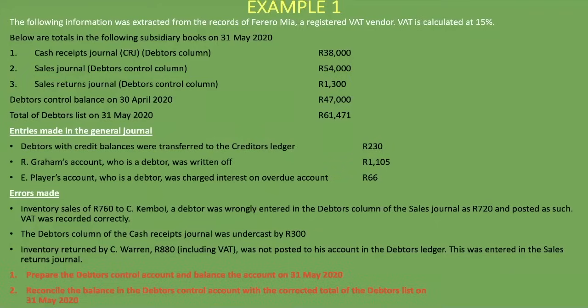So the first requirement is to prepare the debtors control account and balance the account on the 31st of May 2020. So we are given the following totals of the subsidiary books: the cash receipts journal, the sales journal and the sales returns journal. Now you need to know obviously what they stand for and what they are, and I hope you do.